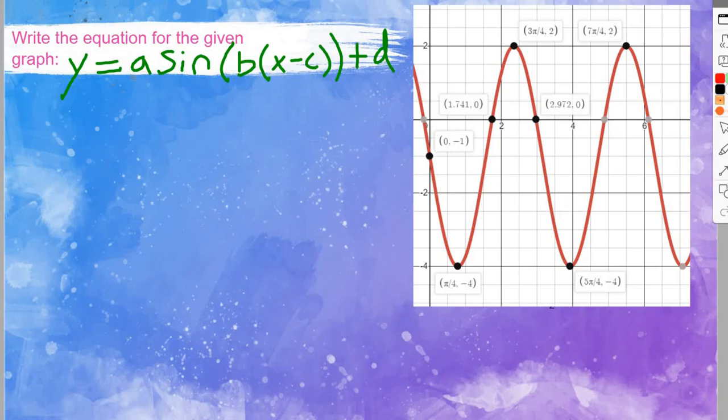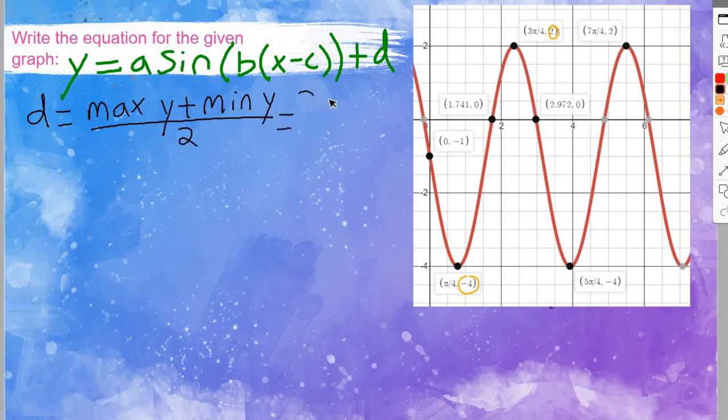Because notice, if my highest value is 2, and our lowest value is -4, okay, and again, if it's on the outside, we're dealing with our y values, so I'm taking my maximum y and adding my minimum y, which is -2, divided by 2. -1. -1.